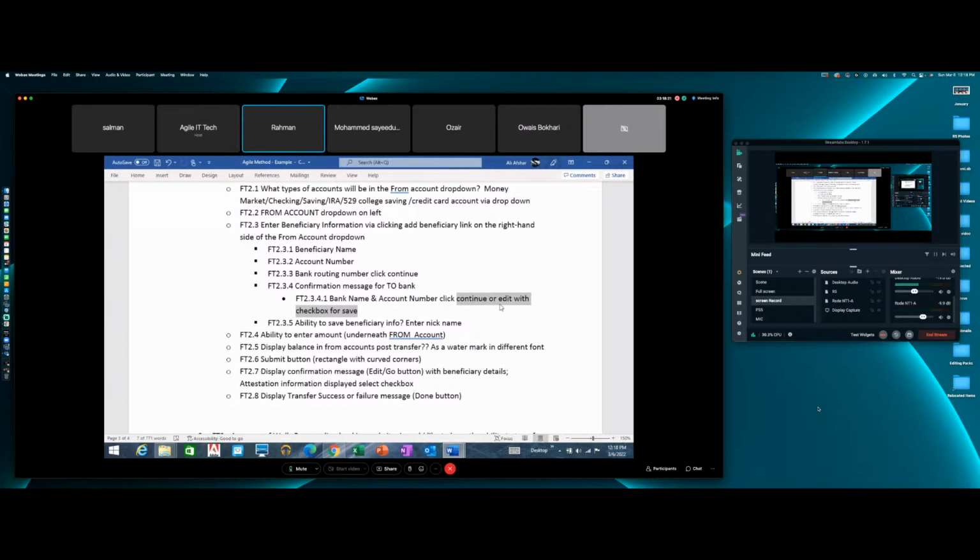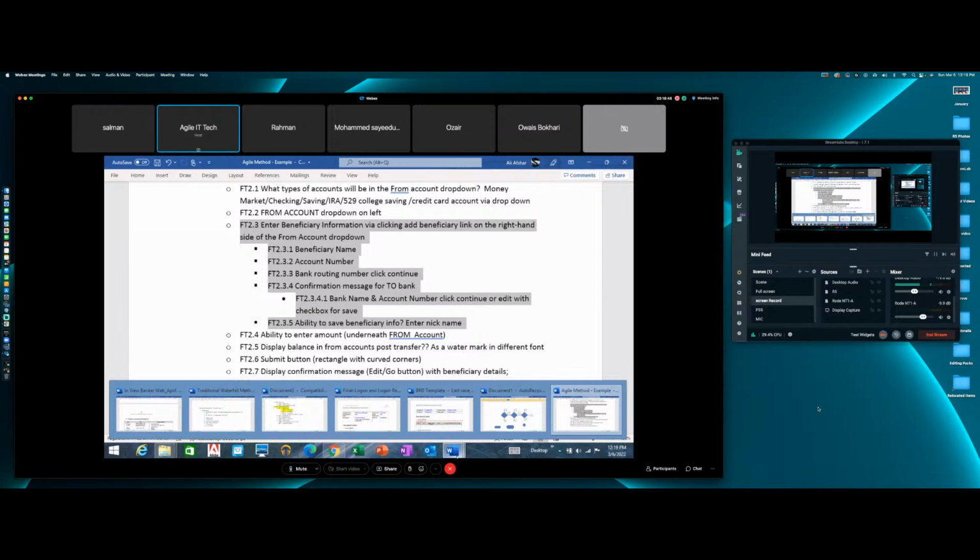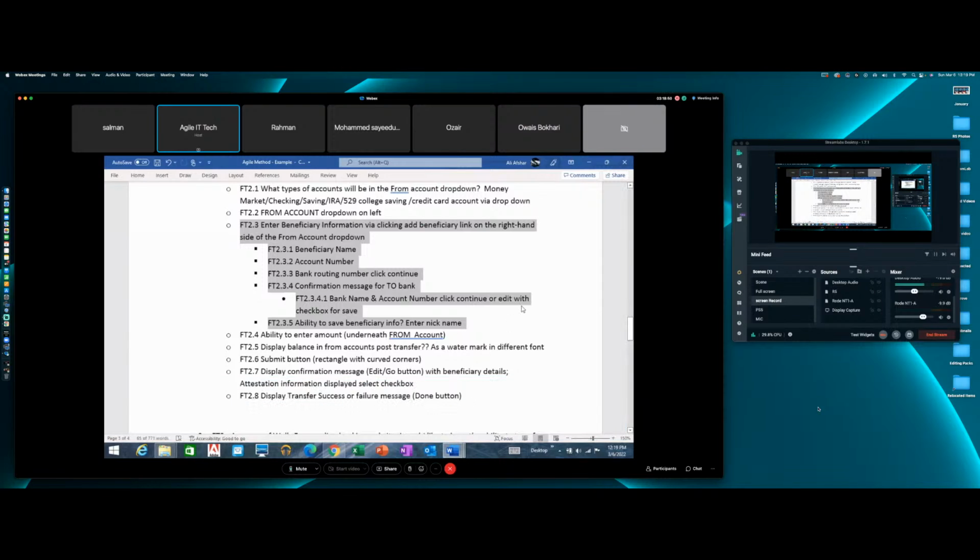Okay. So FT 2.4 is which screen? Remind me again, where is the from account drop down? It's the first screen. You're back to screen number 1, because all that you did from here to here was select your beneficiary. First screen.